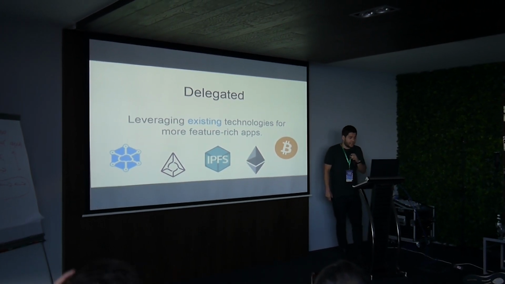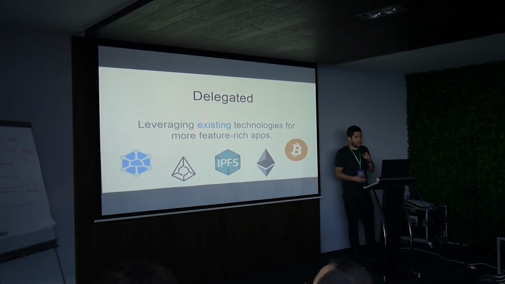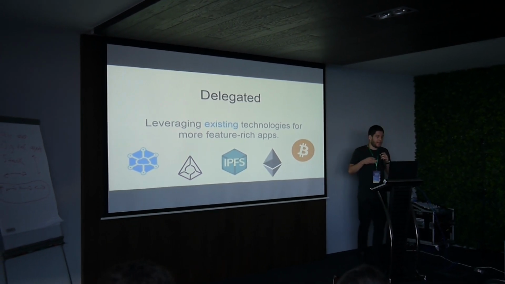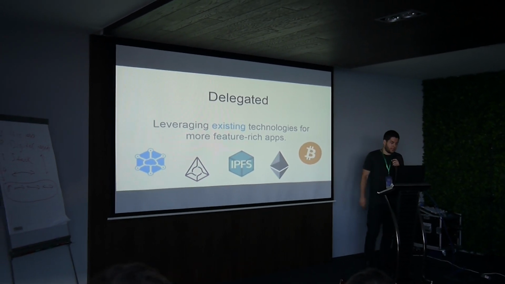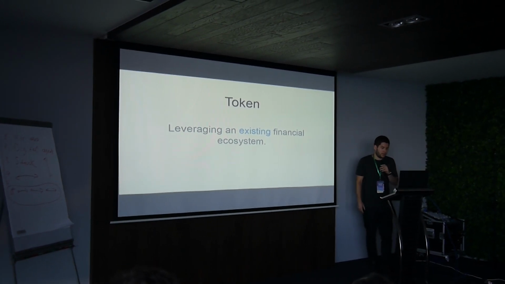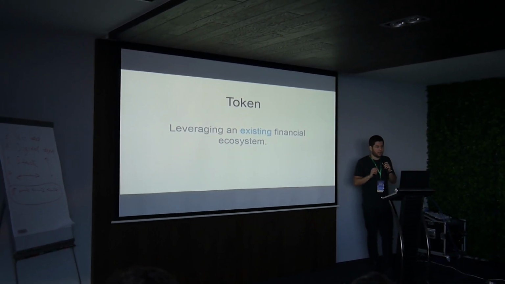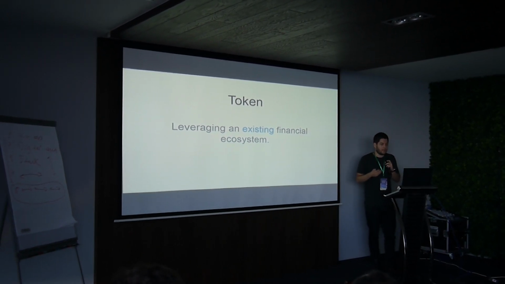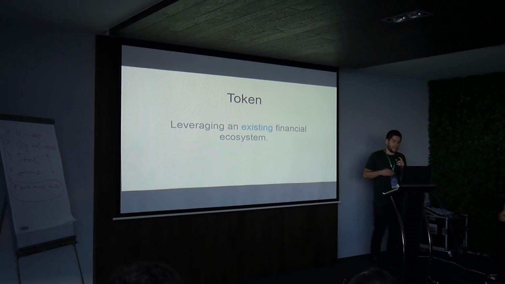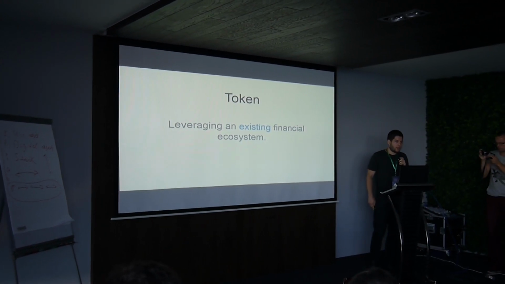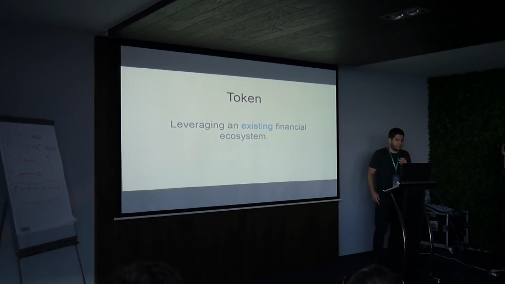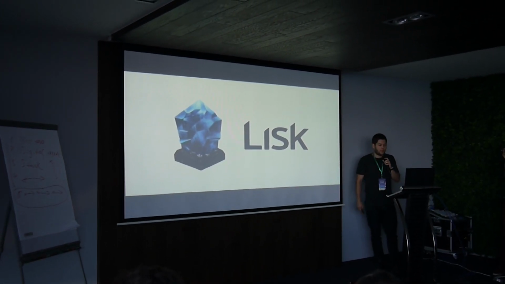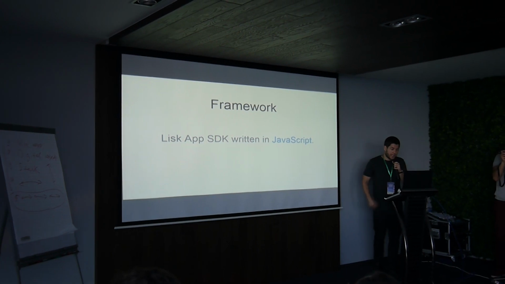It needs to be modular, so you can implement third-party software into your own blockchain apps, making the apps themselves more feature-rich. And you have to have a token. Best if you have one universal token on the whole network, so you can leverage existing financial ecosystems like exchanges, payment processors, and so on, in order for the developers to monetize their apps. And well, I'm describing Lisk right now with this, and Lisk has a framework.